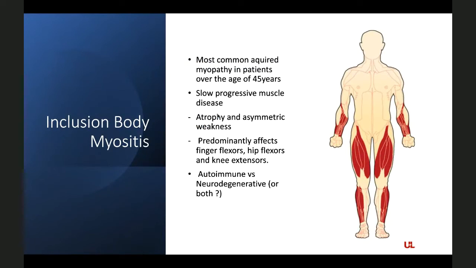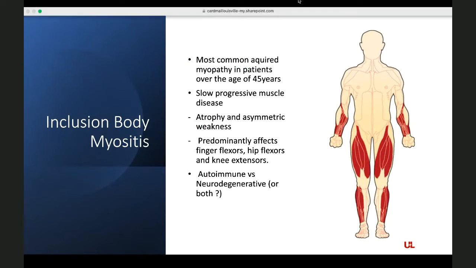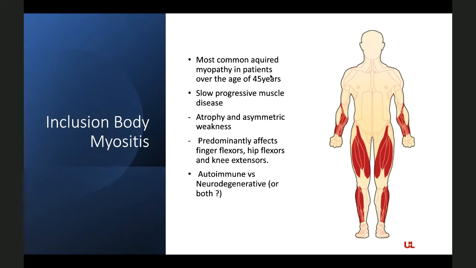IBM is one of the most common myopathies over the age of 45. It is slowly progressive, and you see in this picture weakness of the flexors in the upper extremity and weakness in the quadriceps, mainly proximal weakness in the lower extremity and distal in the upper extremity. Again, there is a question whether it's autoimmune or neurodegenerative, or is it both? So we still don't know.